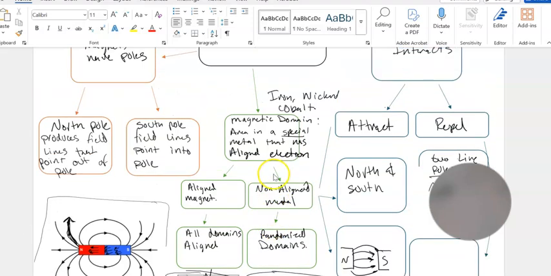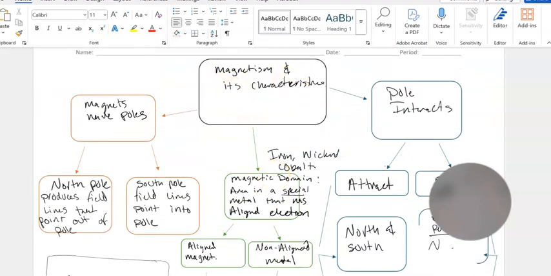Good morning, everyone. So today we're going to talk about magnetism and its characteristics.